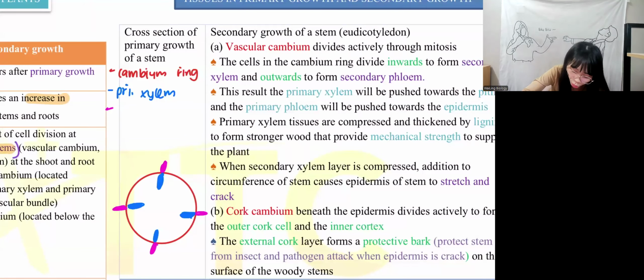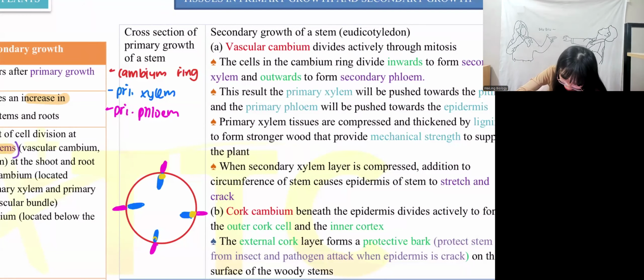Correct. Word use: primary phloem. Next, I want to grow more xylem and phloem. Who forms xylem and phloem? Cambium, correct. So they will start from here.